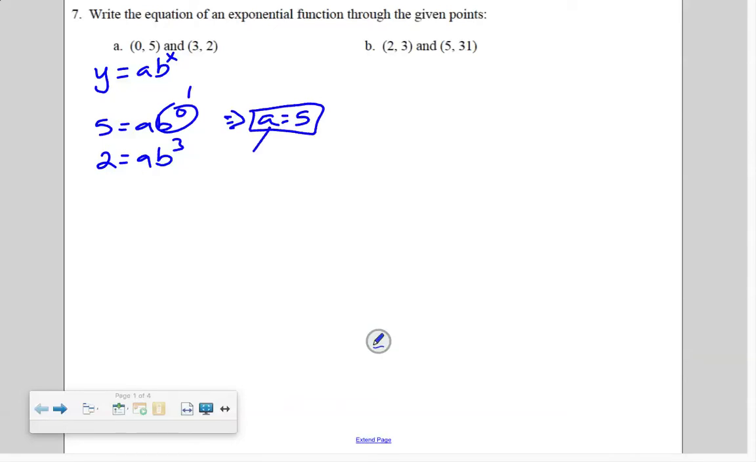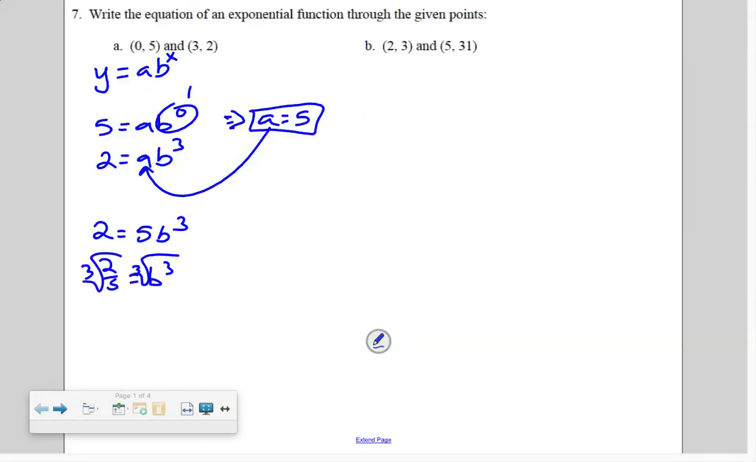So now that we know a equals 5, we can plug that into the second equation and solve this for b. So 2 equals 5 times b to the 3rd. Now, don't get thrown off by this just because it's in the context of an exponential function. All we need to do is divide by 5. And then if we have b to the 3rd, just take the cube root of both sides. So we need whatever the cube root of 2/5 is.